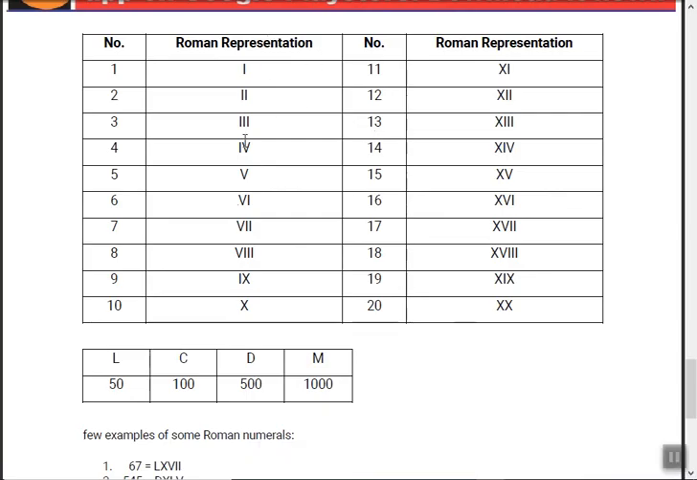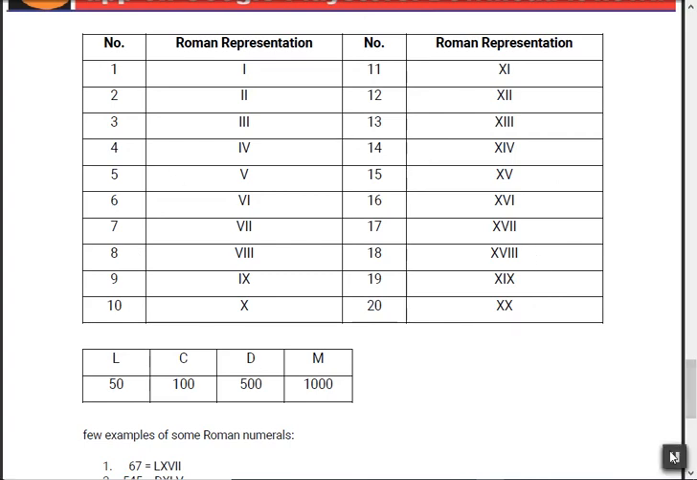These are the Roman numerals given for an easy reference. 1, 2, 3, 4, 5, 6, it's easier. Only these are difficult: L, C, D, M. Remember, L is 50, C is 100, D is 500 and M is 1000. So this is what you should remember. Remaining these things are easy.